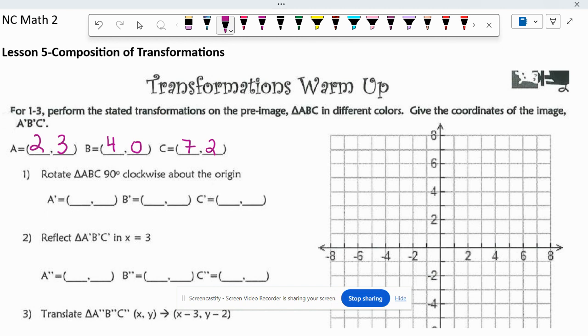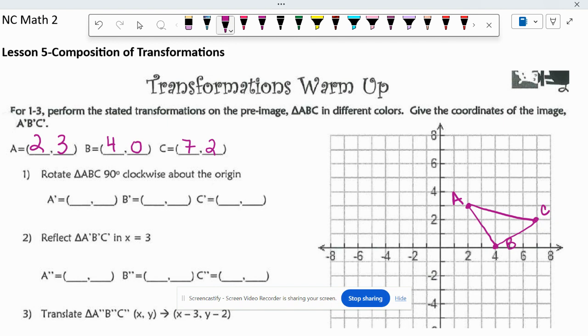So let's graph that. Notice that everything's positive, so this whole triangle is going to live in quadrant 1. So I'm going to plot point A, 2, 3. Point B, 4, 0. And point C, 7, 2. And then I'm going to connect my vertices. Okay. Are we good with that?